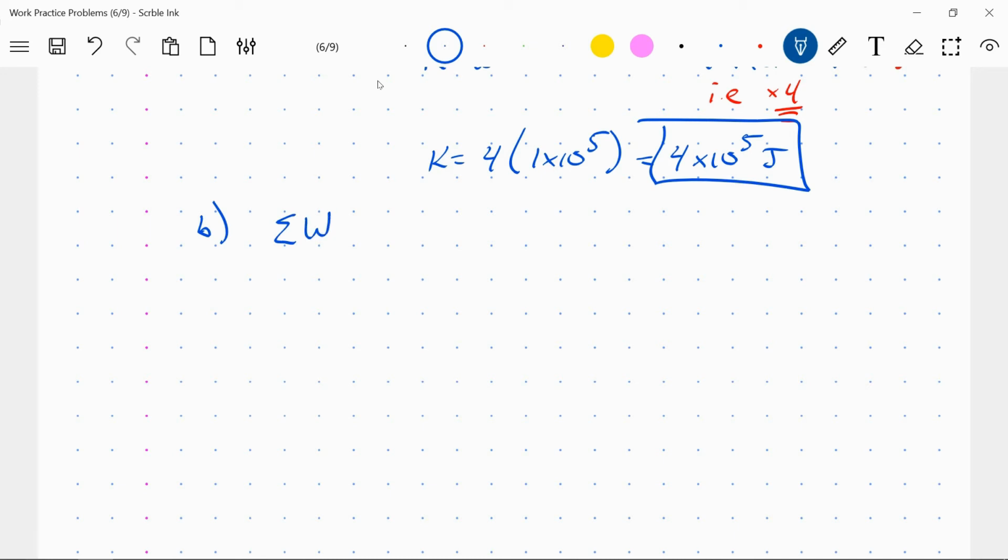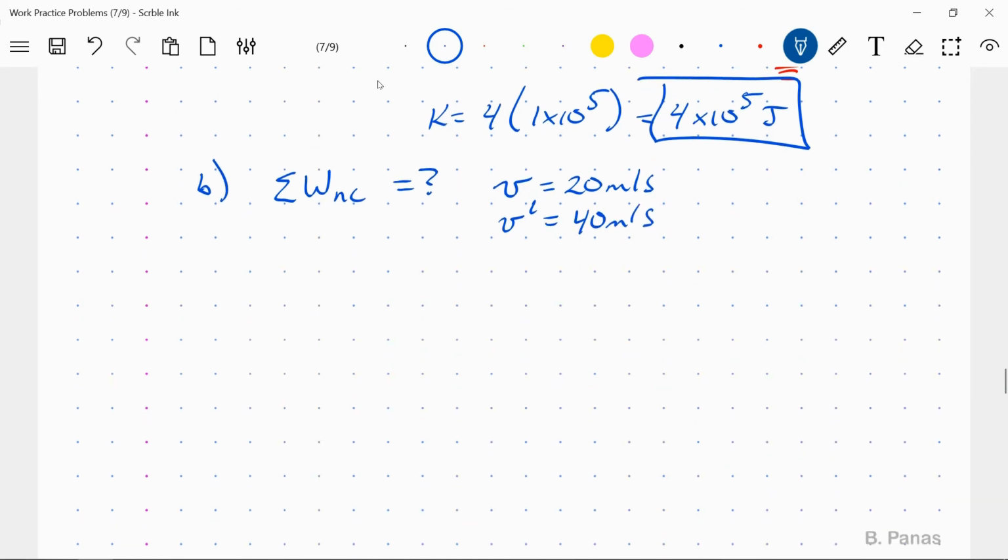Okay, so the question is, how much work would have to be done? I'm really interpreting that as the net work, because we don't know what is doing this work. So what work would have to be done by non-conservative forces? I think I've usually been using the lowercase there. How much work would have to be done to change it from a speed of 20 meters per second to a new speed of 40 meters per second? How much work would you have to do to double the speed in this way?